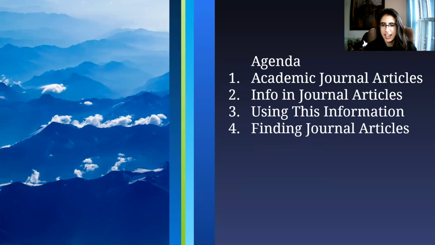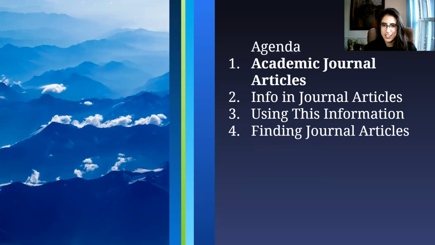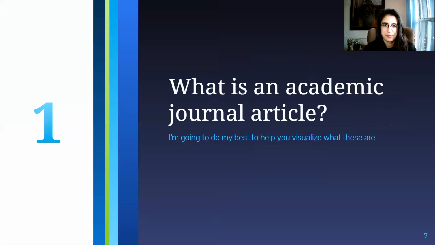Our agenda for today: first, we're going to talk about some background on academic journal articles. Second, we're going to talk about information that can be found in journal articles. Third, we'll be talking about using this information. And then fourth, the ever fun part, finding these journal articles.